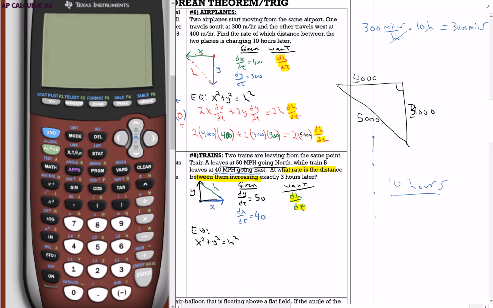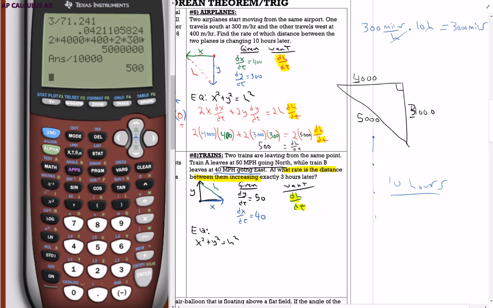You do all this on your calculator, or in your head if you want, but it's basically 2 times 4,000 times 400 plus 2 times 3,000 times 300 equals 5 million. We're going to take that 5 million and divide by 10,000, because that's what we get on the right hand side. And we're going to get 500. After solving this entire equation, we get dh dt equals 500.